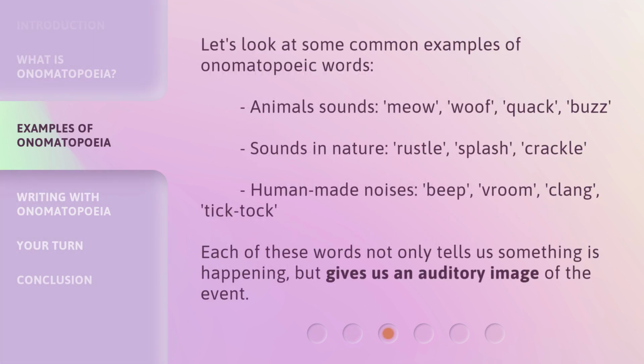Let's look at some common examples of onomatopoeic words. Animal sounds: meow, woof, quack, buzz. Sounds in nature: rustle, splash, crackle. Human-made noises: beep, vroom, clang, tick-tock. Each of these words not only tells us something is happening, but gives us an auditory image of the event.